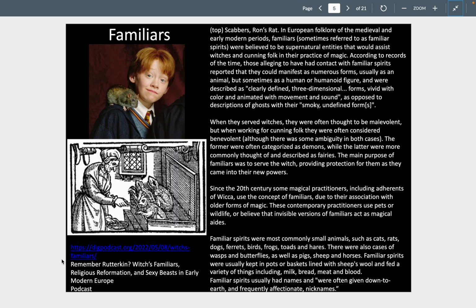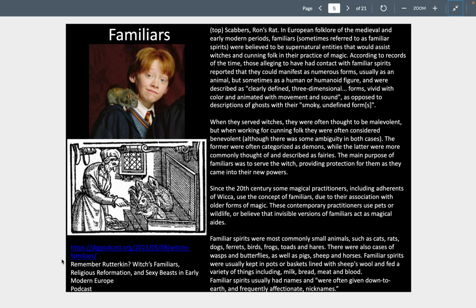The main purpose of the familiars is to serve the witch, providing protection for them as they came into their new powers. Since the 20th century, some magical practitioners, including the adherents of Wicca, include the concept of familiars due to the association with older forms of magic. These contemporary practitioners use pets or wildlife or believe invisible versions of familiars act as magical aids.